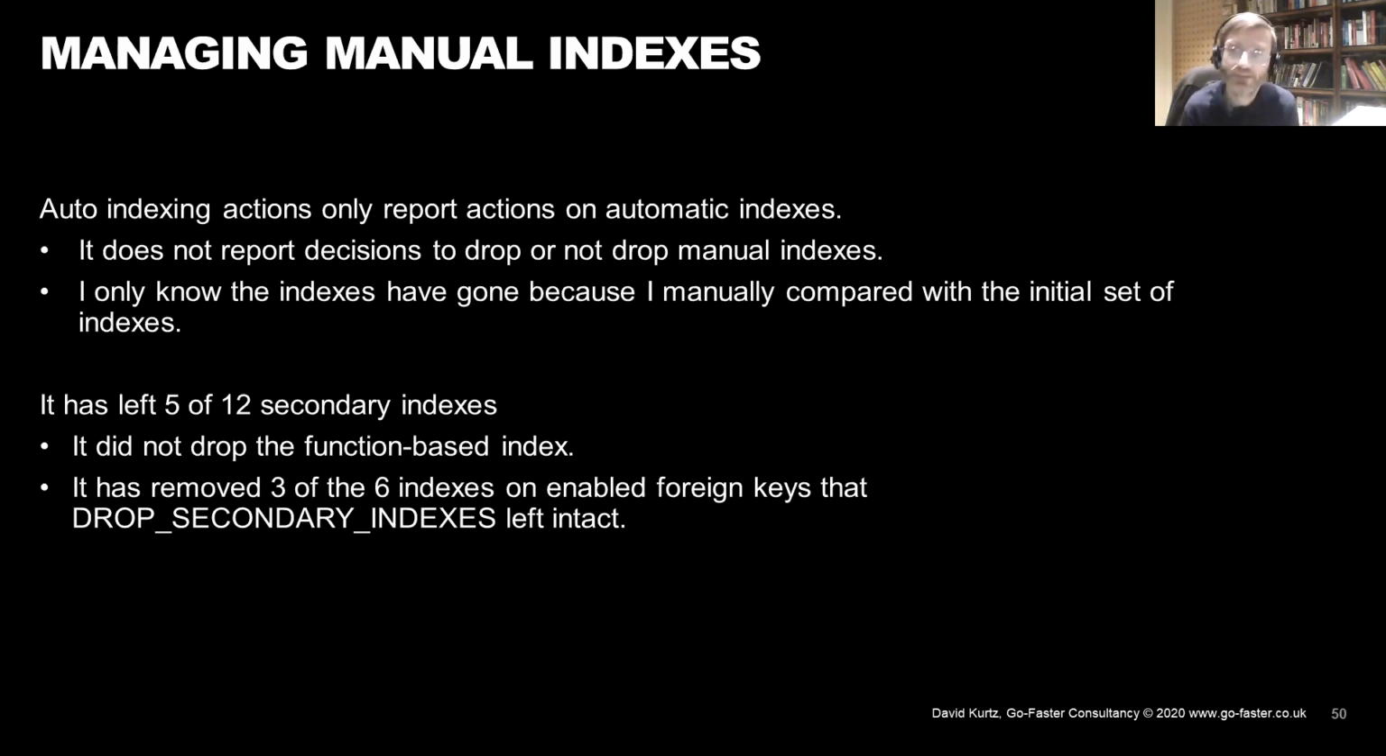Unfortunately, the automatic indexing actions are not reported anywhere. It doesn't report any decisions to drop or not drop manual indexes. The only way I knew that 10 indexes had been removed is because I did a manual comparison myself. If you let this loose on, say, something like an ERP financial system, which will probably have thousands of tables, that is a huge task to track which indexes have been removed. And was it done manually or by automatic indexing? Not sure I'd like that.